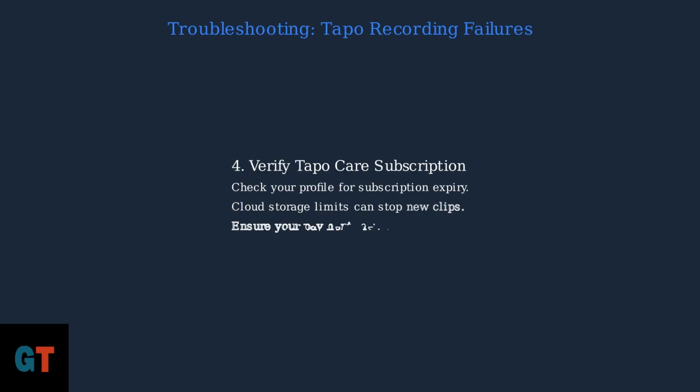Finally, review your Tapo Care status in your app profile. If your subscription has expired or you have reached your cloud storage limit, the camera will cease generating new cloud clips. Maintain your plan to ensure consistent coverage.